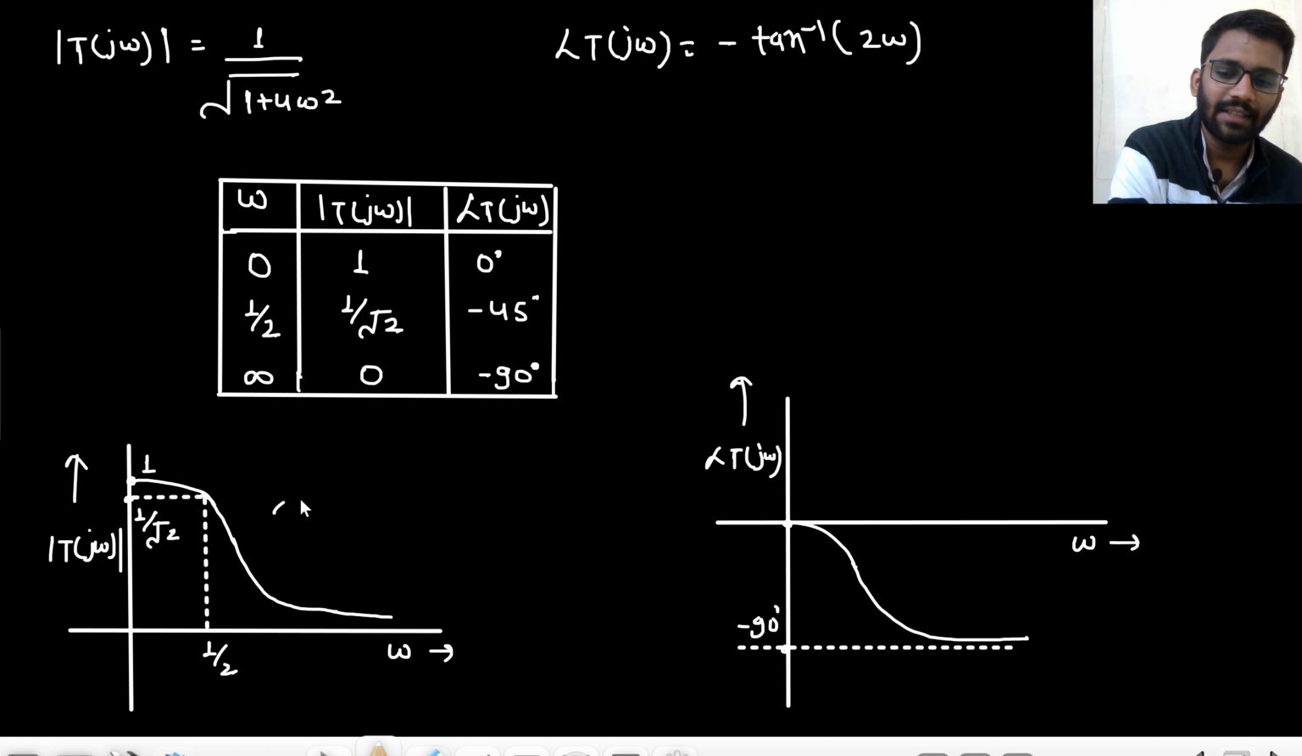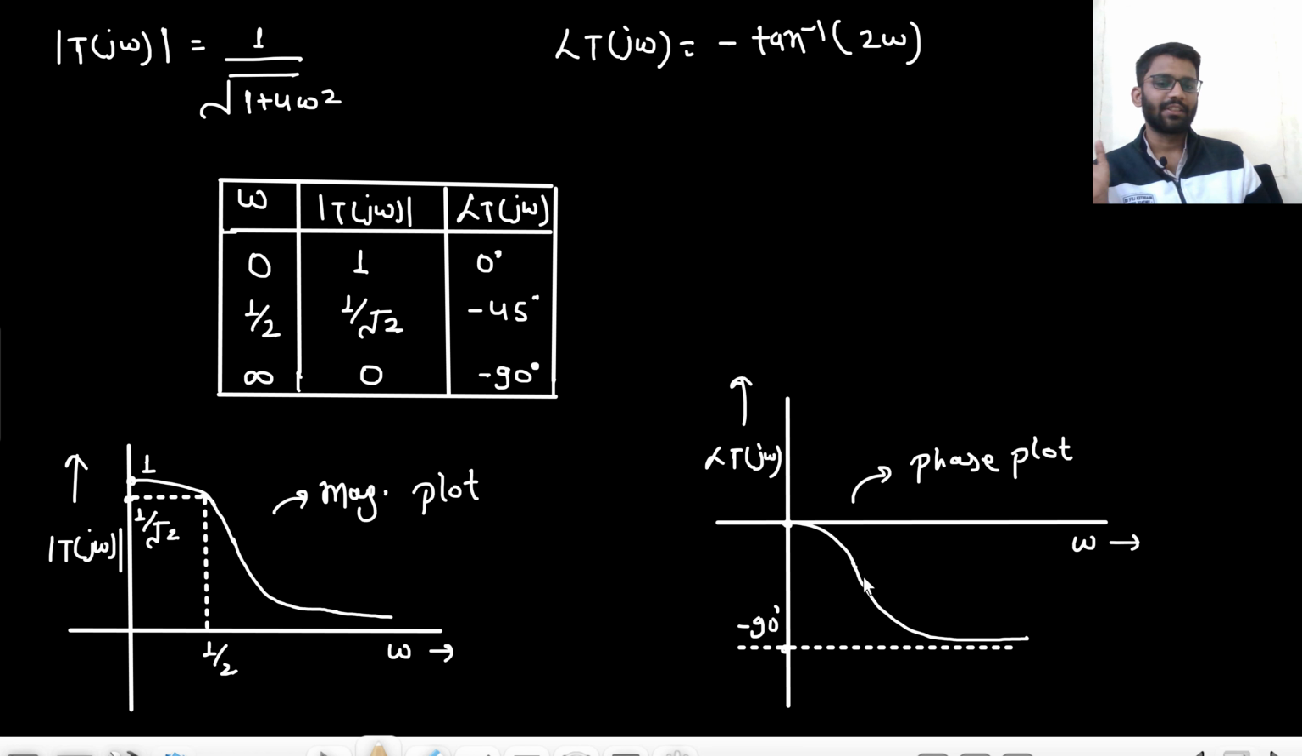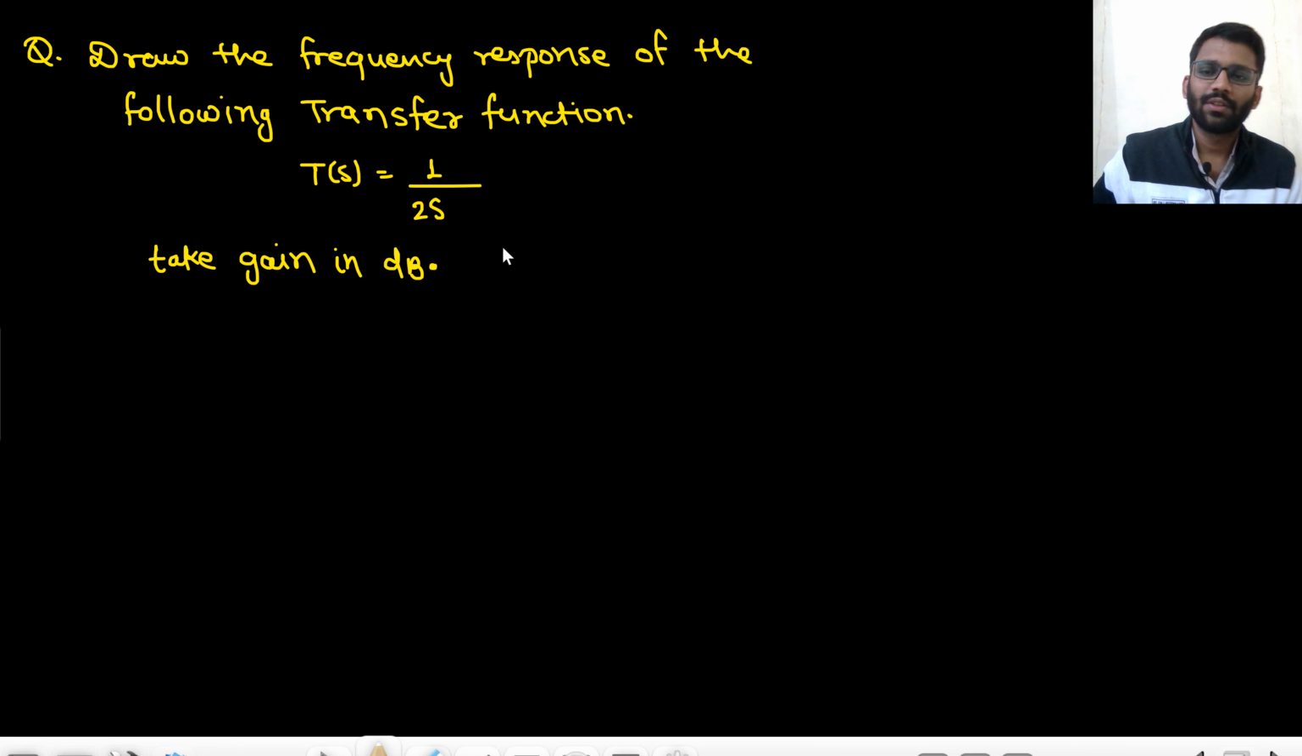So this is the magnitude plot and this is the phase plot. Okay, and the complete both combined is known as frequency response. So this is the frequency response of that transfer function. Okay, now we will see frequency response of some other transfer function.